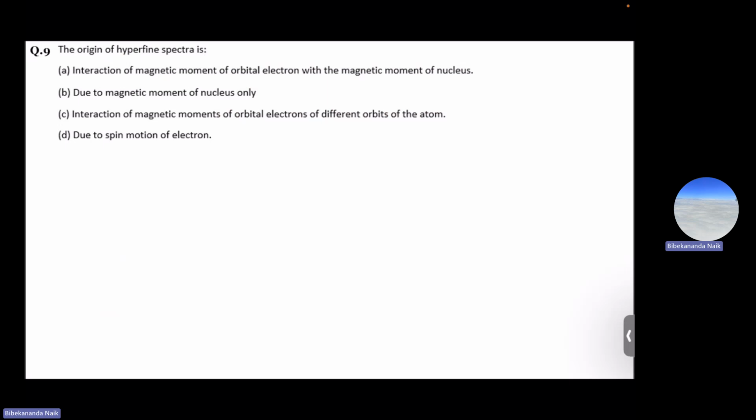Now we move to question number 9. Question number 9 says, the origin of hyperfine spectra is option A, interaction of the magnetic moment of the orbital electron with the magnetic moment of the nucleus. Option B, due to the magnetic moment of the nucleus only. Option C, interaction of magnetic moments of orbital electrons of different orbits of the atom. And option D, due to the spin motion of electrons. So we need to find out the origin of the hyperfine spectra. This is a conceptual question. I'll give a few minutes to think about this and we will discuss in more detail after a few minutes.